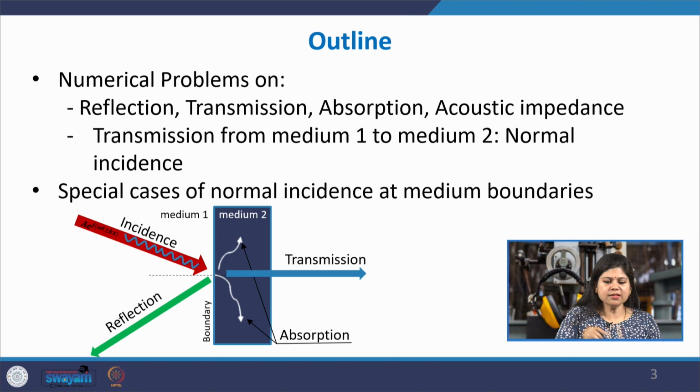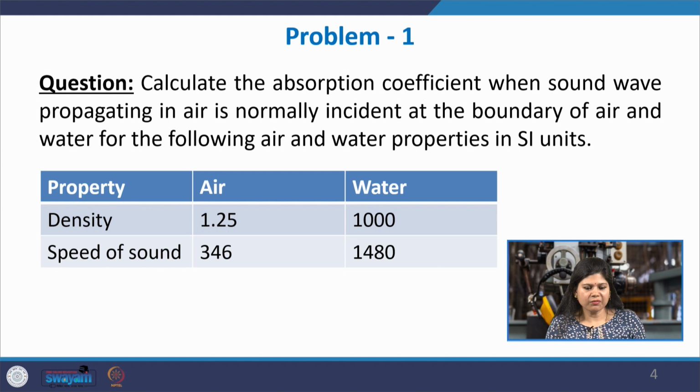The outline is that we will solve numericals related to these concepts: reflection, transmission, absorption, acoustic impedance, and the transmission from medium 1 to medium 2 at normal incidence. We will also see some special cases of normal incidence at the medium boundary. So, let us see the first problem here. Calculate the absorption coefficient when the sound wave propagating in air is normally incident at the boundary of air and water, for the following properties in SI units.